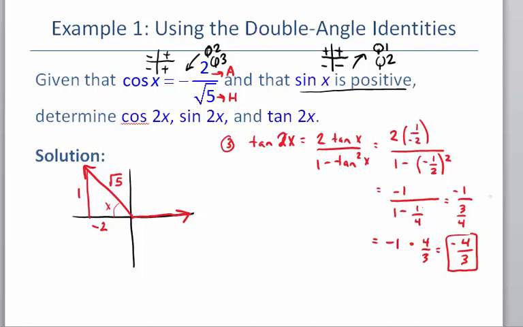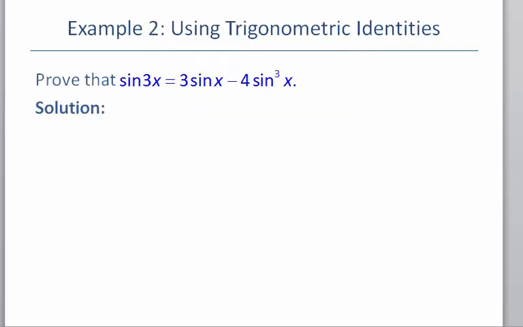Now, we can also use these double angle formulas for other types of problems. So we want to look at a few other examples. We can use the double angle identities to prove other trig identities, which is what we're seeing here. It says prove that sine 3x is equal to 3 sine x minus 4 sine cubed x. So what we're going to do is start with the left-hand side of this expression. And we're going to try to write it in terms of the right-hand side.